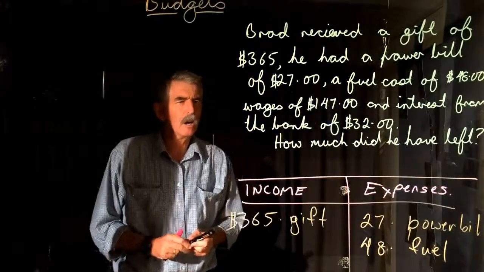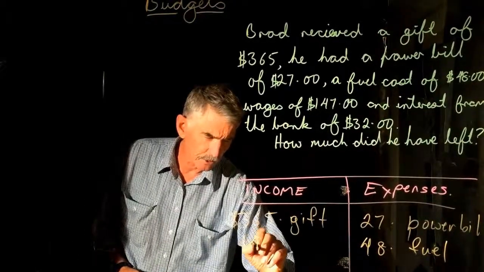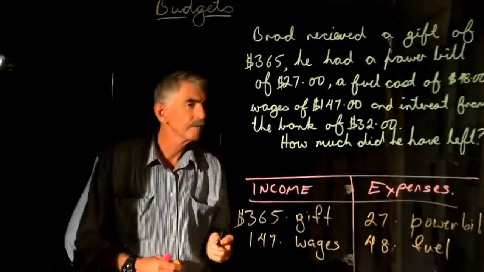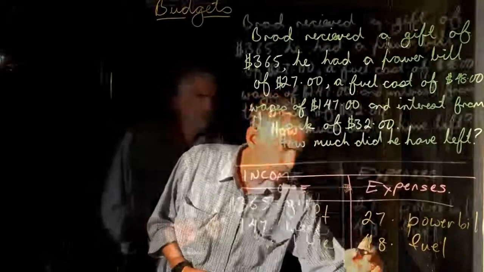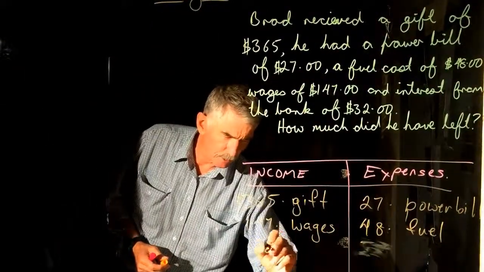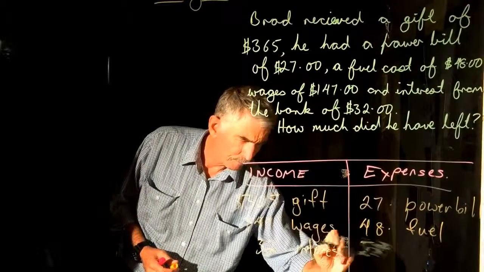He had wages of $147, so that's income, so that goes down on this side. And he had interest from the bank of another $30, so that's income as well, so that goes down here as an income.